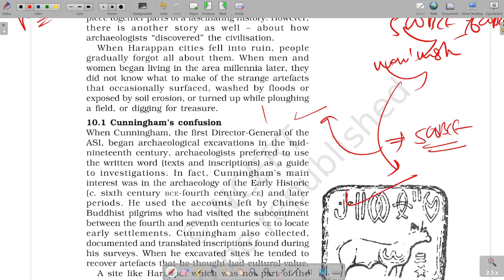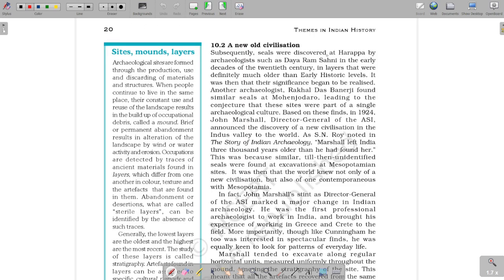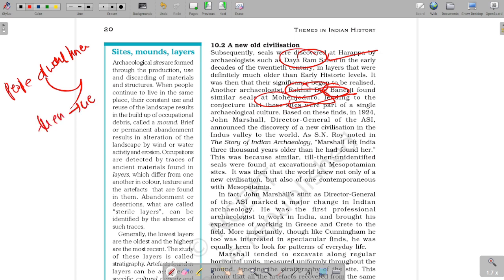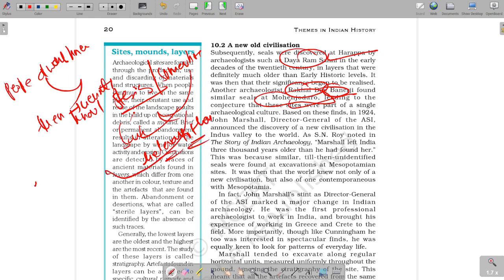Later, R.D. Banerjee found some seals. Daya Ram Sahni had a major contribution. R.D. Banerjee, Rakhaldas Banerjee, found similar seals at Mohenjo-daro, etc. Guys, see, the people always knew, because generation to generation things get transferred in the form of knowledge or stories. These stories are somewhere true, even though distorted, but as a matter of fact, some relevance remained to them. This was the basic thinking which led to the discovery of mankind.